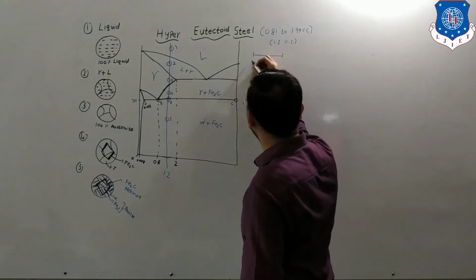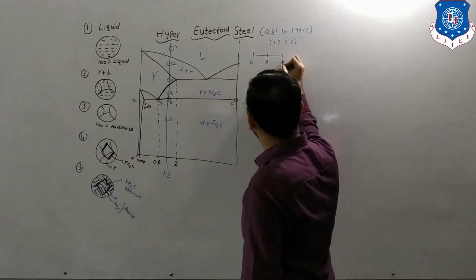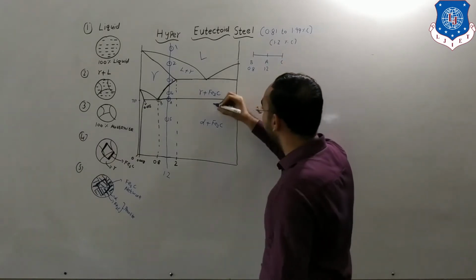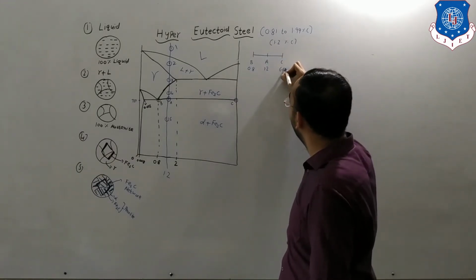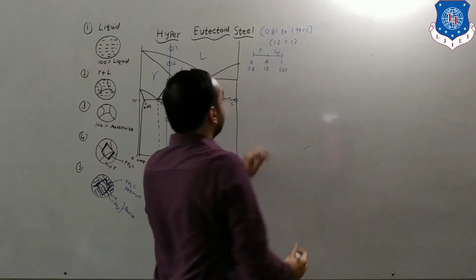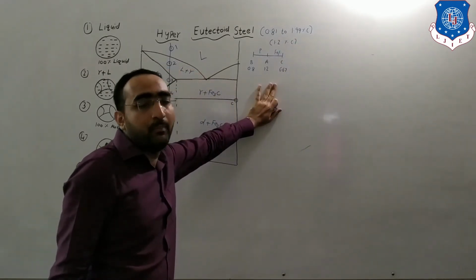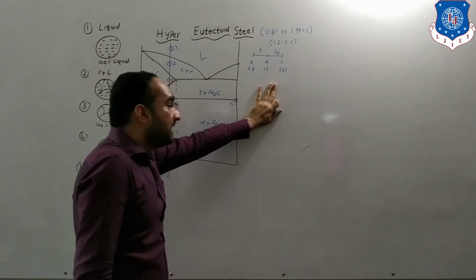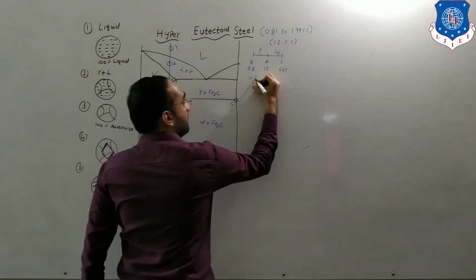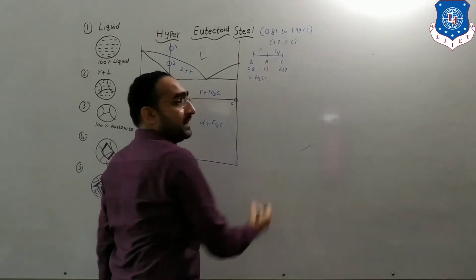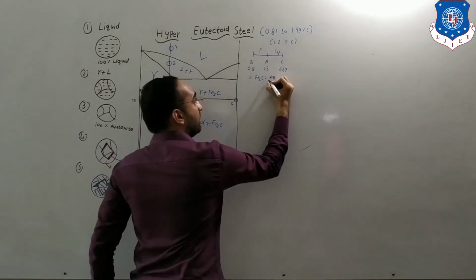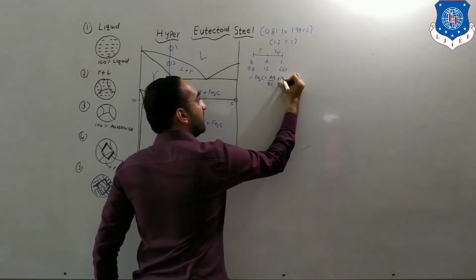Now by applying the lever rule, suppose we draw over here, it looks like B, A, C. B will be at 0.8, A will be our point on which we are working, and C will be your cementite. Here pearlite is there, here Fe3C is there. Now applying the lever rule goes like this: percentage of Fe3C, if we want to find it out, go for the opposite side, that is AB upon BC multiplied by 100.